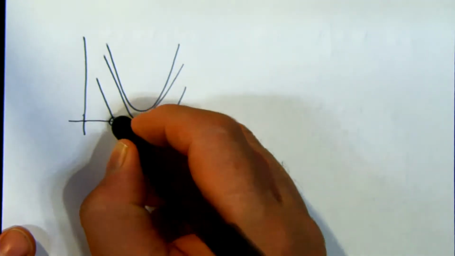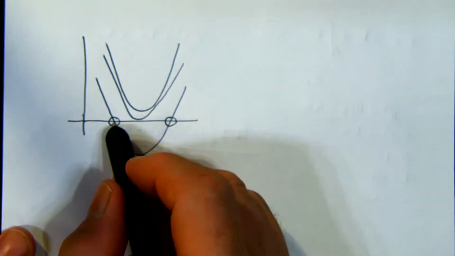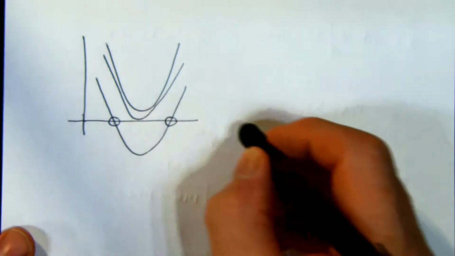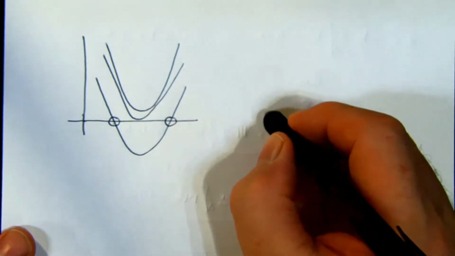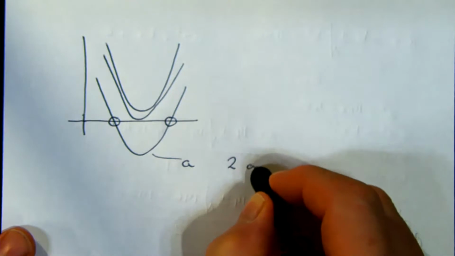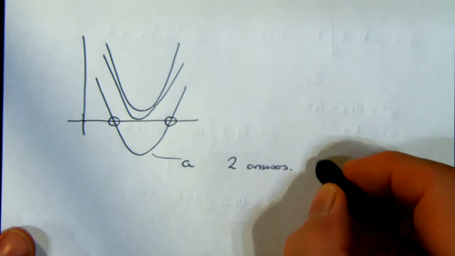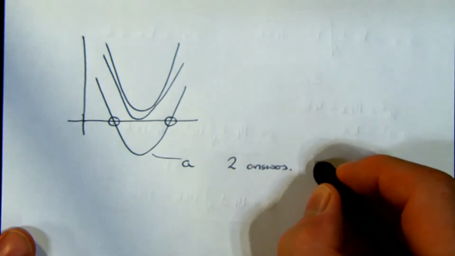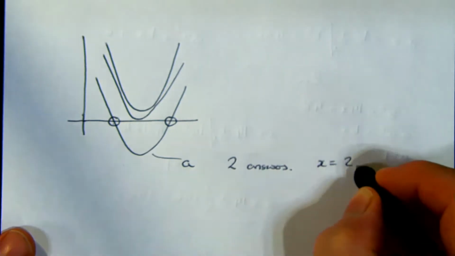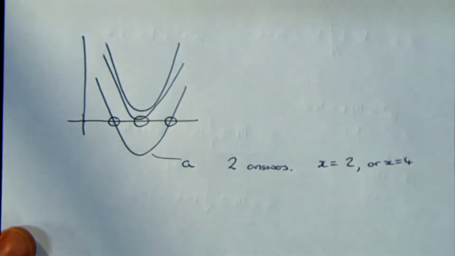If it crosses the line, then I've got a value for x. So we can have for this one, and I'm going to give this graph a label A, this is going to have two answers. This is your ordinary quadratic equation that you do. And we've got here something like x equals 2 and x equals 4. This one, I've only got one answer. What's going on here?